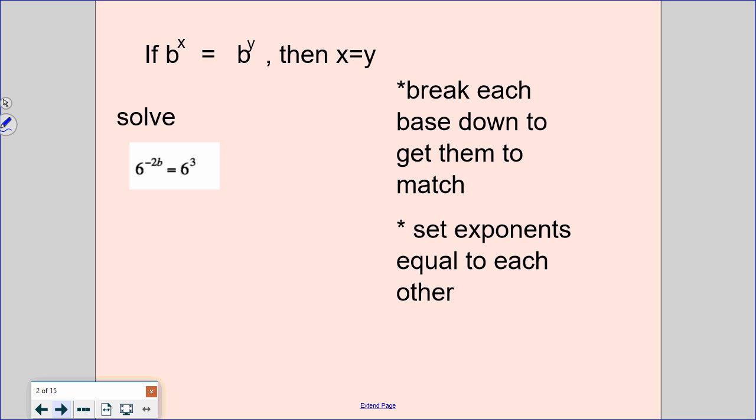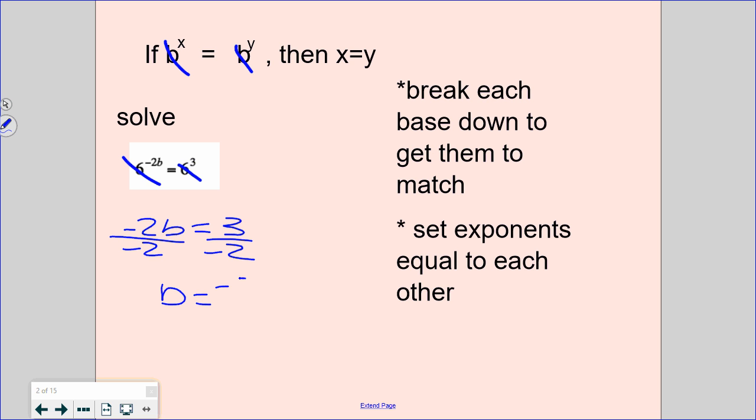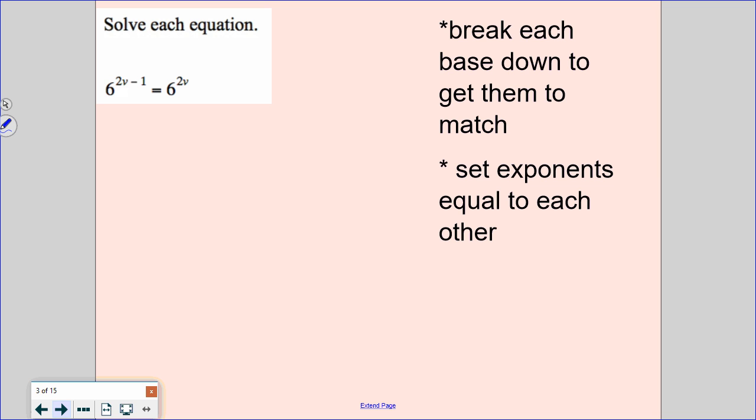Alright, so if we have the same bases, the bases cancel out and we can go ahead and put the exponents equal to each other. Like here, they have the same bases, right? They're both base 6, so their exponents are going to equal each other. So I get negative 2b equals 3. Now I just solve it. Divide by negative 2. Negative 3 halves. That's it.